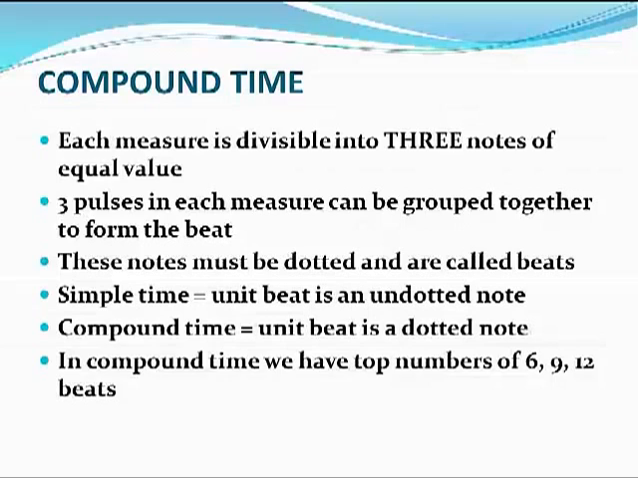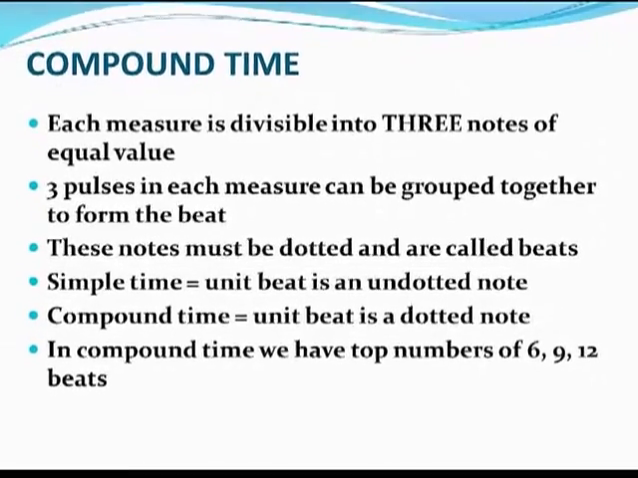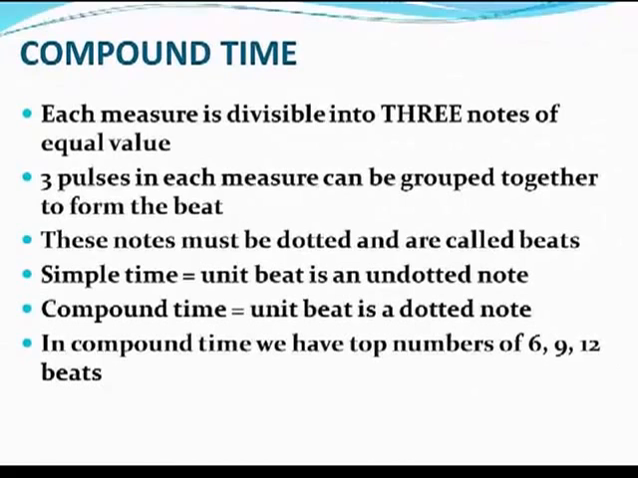Compound time is quite different. The top number of the time signature tells you how many pulses are in each measure. The bottom number tells you what type of pulse gets 1 beat. The pulses are then grouped together to form a dotted note. This note becomes the unit beat. Another way of looking at it is that the 3 pulses can be grouped together into a dotted note. That dotted note gives us the unit beat.